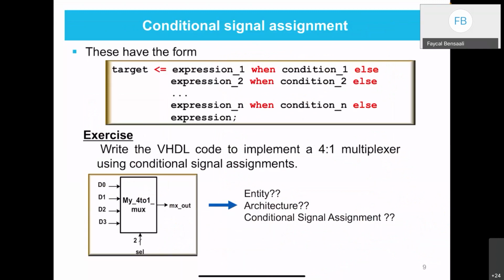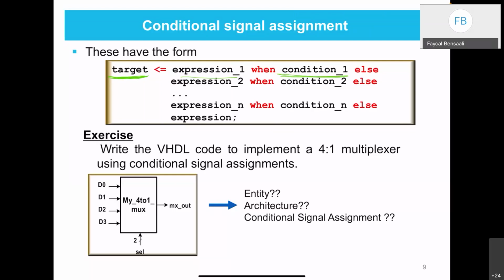Next one, conditional signal assignment. And you will see in those concurrent signal assignments, it's always an expression assigned to a target. The difference between this one and the simplest one is we have different expressions, and at the end, only one of them will be assigned to the target depending on a condition. It's like in an if condition, but this one is concurrent.